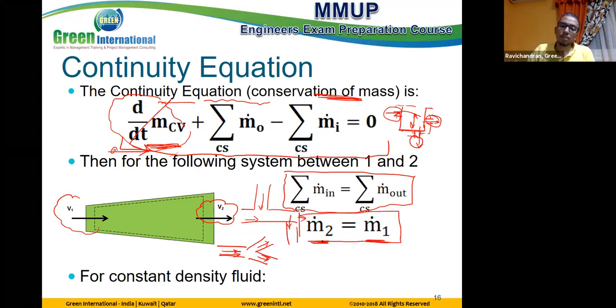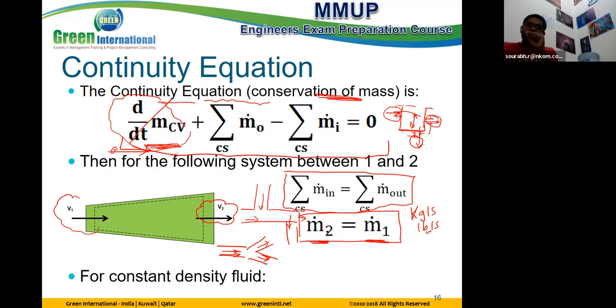Very important equation, so we use it in the exam a lot. m dot in equal m dot out. What is m dot? Mass flow rate. The unit is kilogram per second, or pound mass per second, or in the British system slug per second. I don't remember, maybe we have one more for British also. What is m dot? Actually, m dot is equal to rho times A times V.